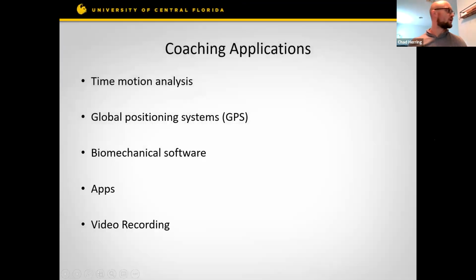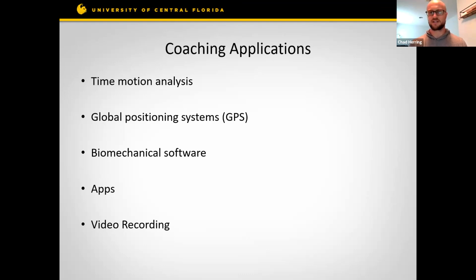Okay, so coaching applications. Again, not all of you want to go into coaching, but there is some carryover between research and coaching. So it says coaching applications, but understand that some of these things are used in research as well, which I'll talk about in a minute.